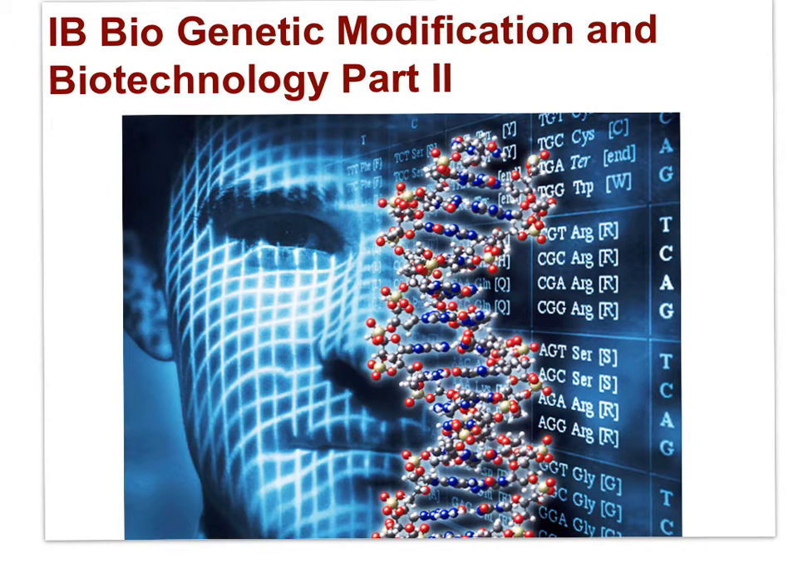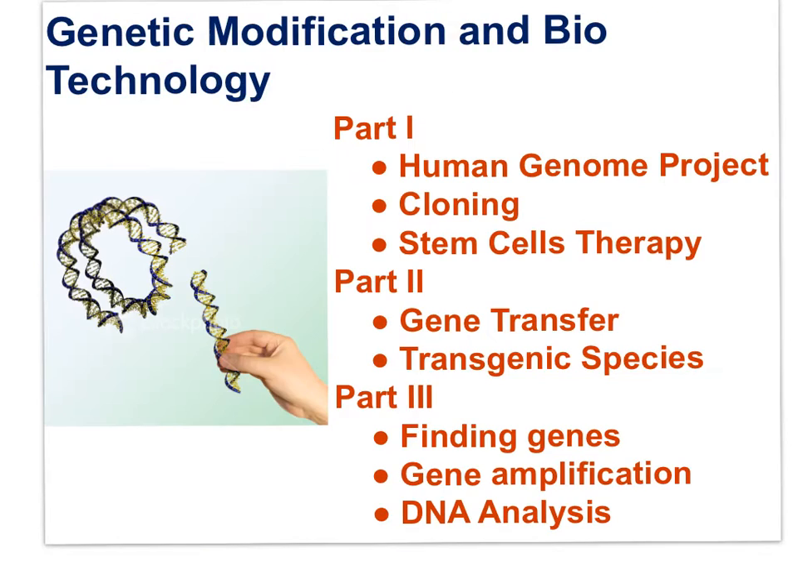IB Bio, Genetic Modification and Biotechnology, Part 2, looks at techniques of gene transfer among species, and then the genetic modification of specific domestic animals and plants. The essential idea is biologists have developed techniques for the artificial manipulation of DNA, cells, and organisms. Here is an outline of the 3 parts in this biotechnology series.